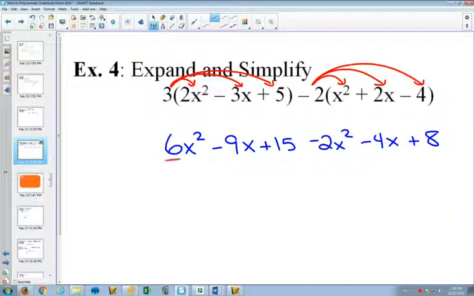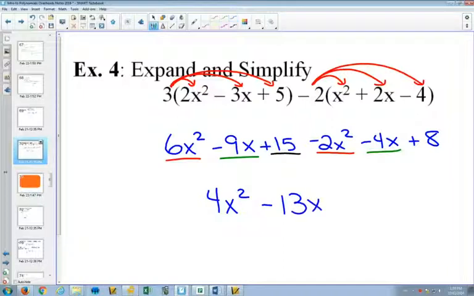And are there any like terms with 6x squared? Negative 2x squared. When we put those together, we get 4x squared. Are there any like terms with negative 9x? Negative 4x. When we put those together, we get negative 13x. Any like terms with the plus 15? Plus 8. And if we put those together, plus 23.